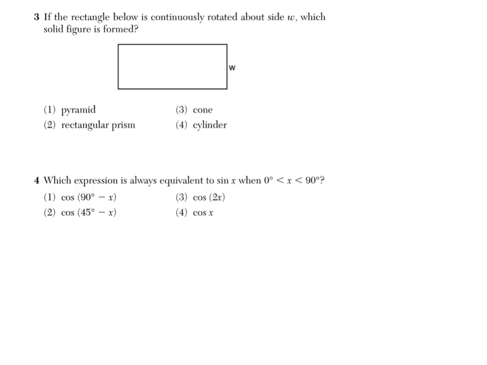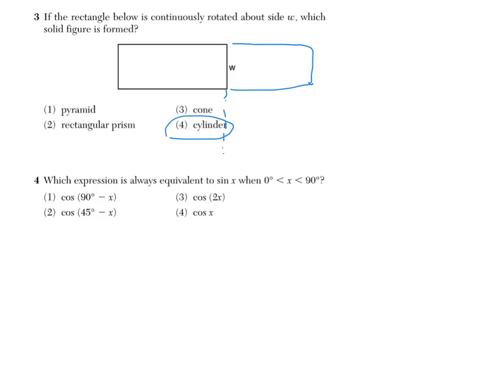Number 3, if the rectangle below is continuously rotated about side W, which solid figure is formed? So if we rotated this figure about side W as if we had a pole here, we would end up with a figure that is a very wide cylinder.